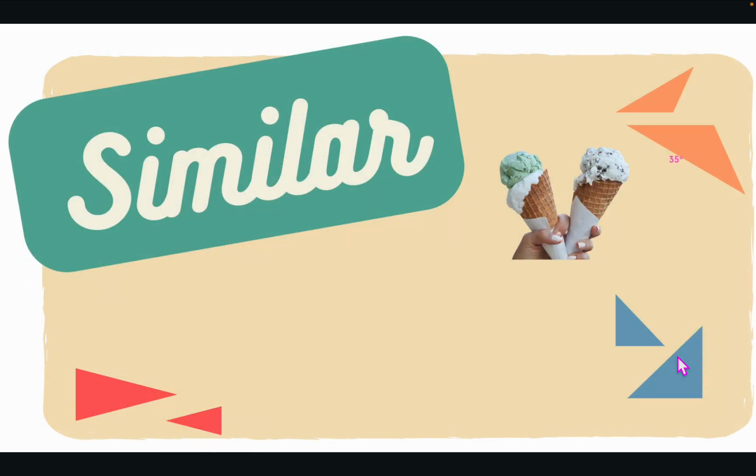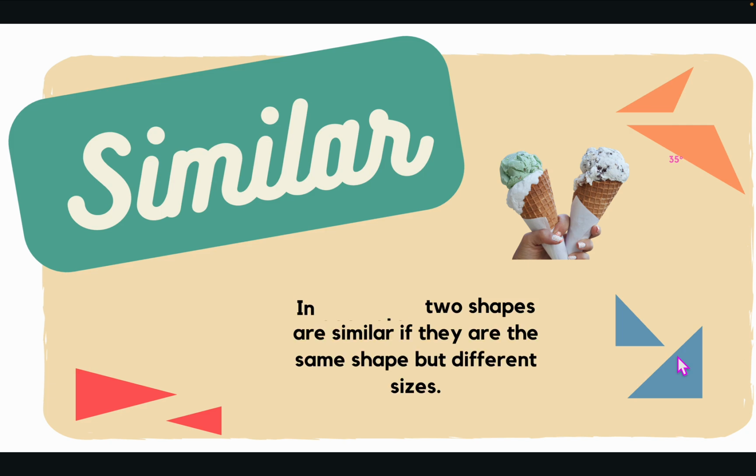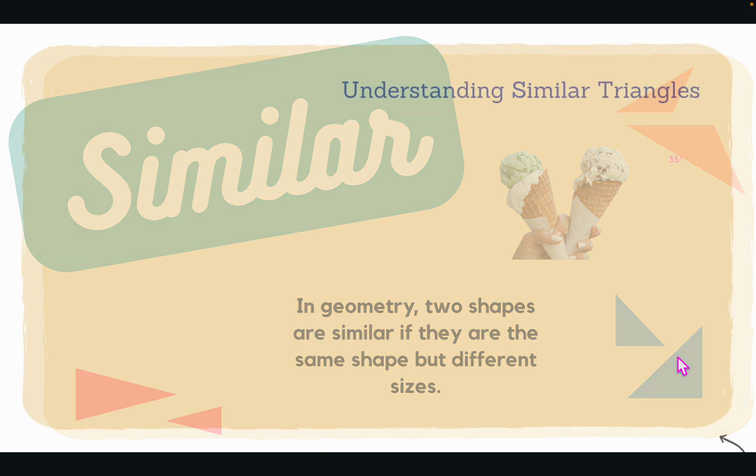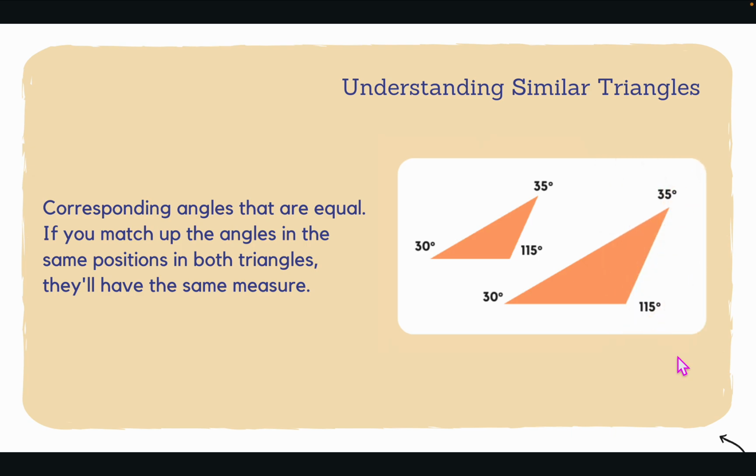Mint chocolate chip ice cream and cookies and cream ice cream are similar, but they are not the same. That's a definition you might hear in everyday life. But in the world of mathematics and geometry, two shapes are similar if they are the same shape, but different sizes. Let's understand similar triangles a little bit better.